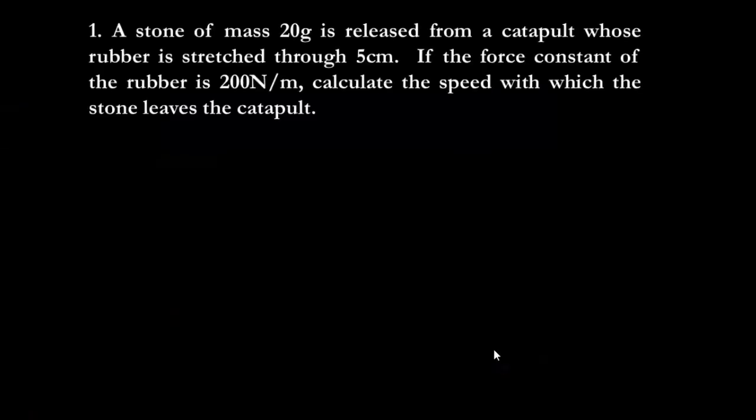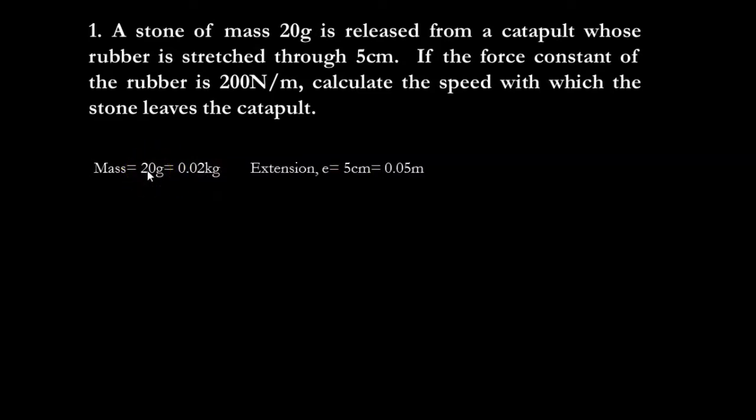Number 1 states: a stone of mass 20 gram is released from a catapult whose rubber is stretched through 5 centimeters. If the force constant of the rubber is 200 Newton per meter, calculate the speed with which the stone leaves the catapult. The first thing we are going to do is to write out the parameters. First, we have mass of 20 gram. Converting it to kilogram, we have 0.02 kilogram. That is dividing this by 1000.